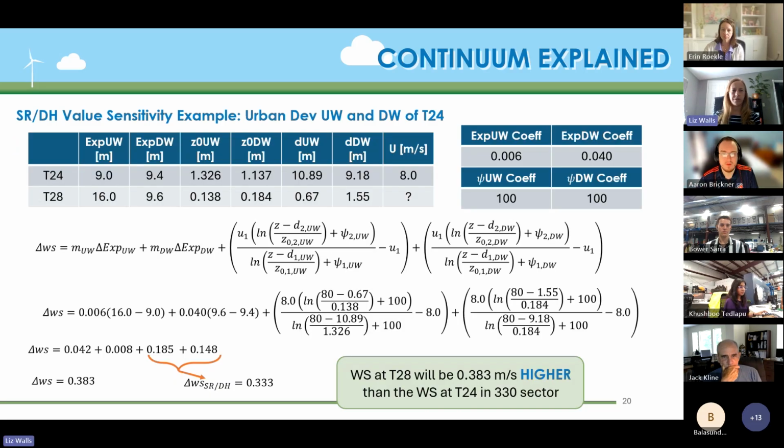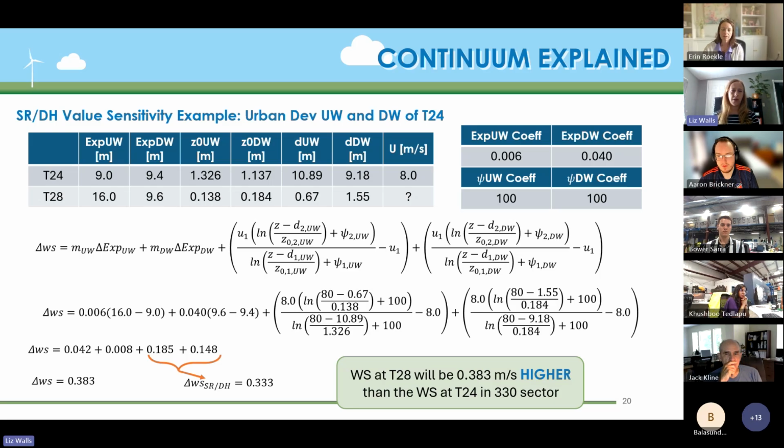Going back to that table with all the different values, now we can see in this situation, with that urban development area upwind and downwind of T24, really high surface roughness in both the upwind and downwind direction and really large displacement heights in both directions. We're going to plug those numbers in, see what happens, and not too surprisingly, it estimates a significant increase in wind speed between site T24 and T28, because at T28 you just have row crops and grasslands. You don't have these big buildings to contend with that are slowing down your wind speed.